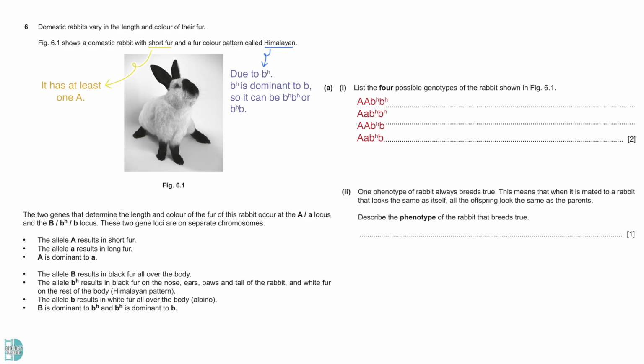To produce offspring that only look like the parents with no other possible outcomes, the parents must be homozygous recessive. In this case, the genotype of a homozygous recessive rabbit would be aabb. Its phenotype would be long fur and albino.